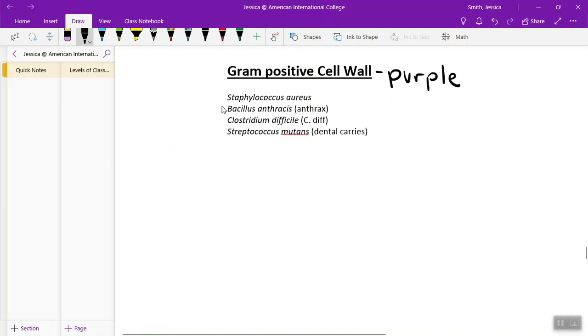Some examples of pathogens that are gram-positive are Staphylococcus aureus, which we all do carry on our normal flora, but also there are pathogenic strains of this, like you guys might have heard of MRSA, which is methicillin-resistant Staph aureus. Bacillus anthracis, this causes anthrax. Clostridium difficile, some of you who work in the medical field might call this C. diff. And Streptococcus mutans, which actually causes dental cavities.